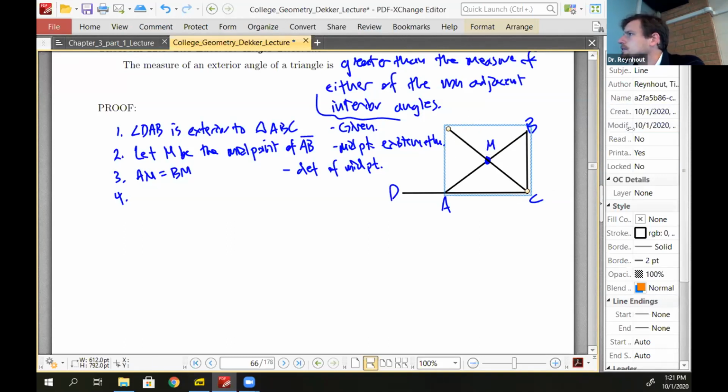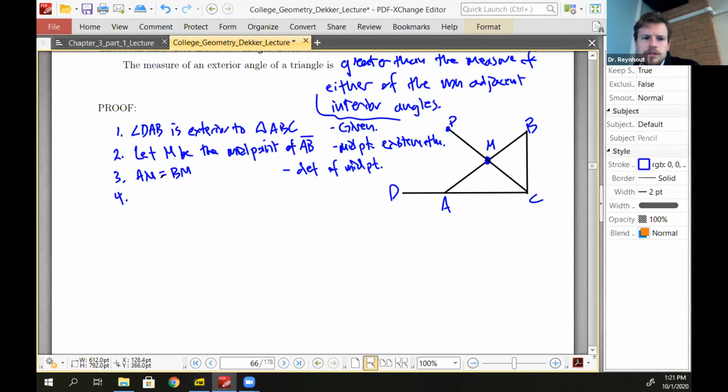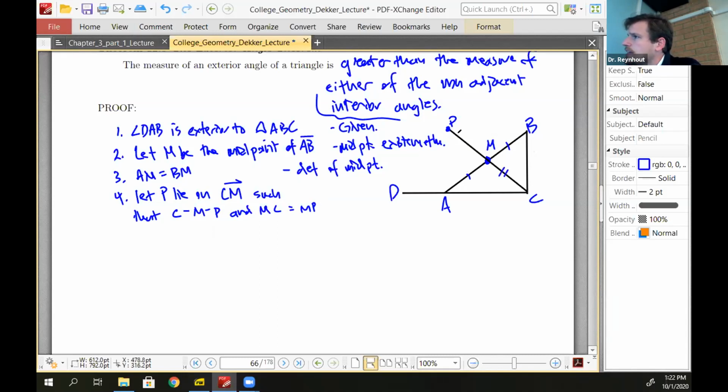Okay, so let's go with pencil again, and this is point P. So let P lie on the ray CM such that M is between P and C, and the distance from M to C is equal to the distance from M to P. So we have that these two line segments are congruent, and this line segment is congruent to that line segment. Excellent.